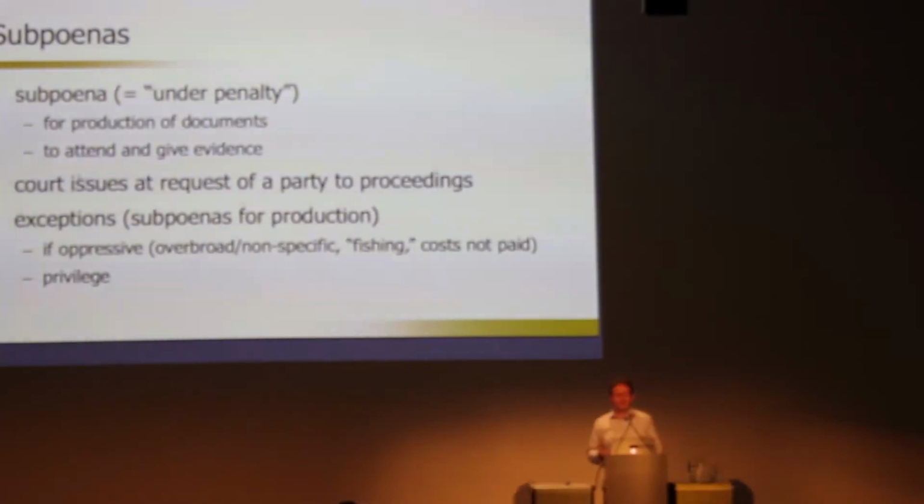Next I'm going to talk about subpoenas. Now subpoenas, it's Latin jargon, it means under penalty. And a subpoena is a court order issued at the request of a party directed to a third party, someone not associated with the dispute. So what happens in a subpoena is if you've got a dispute already on foot, you can go to the court.